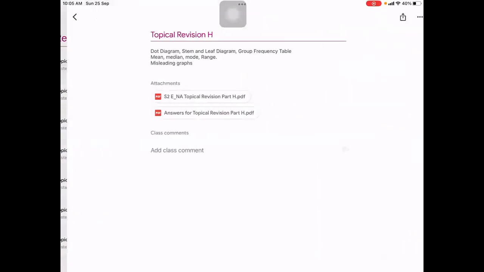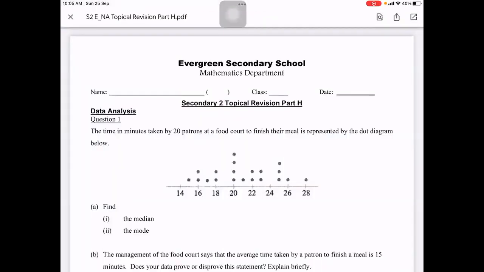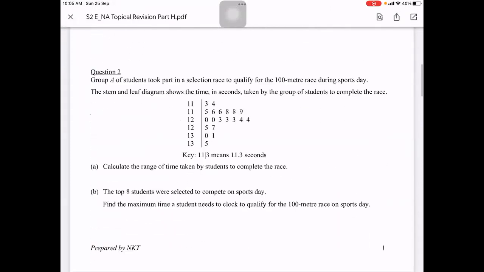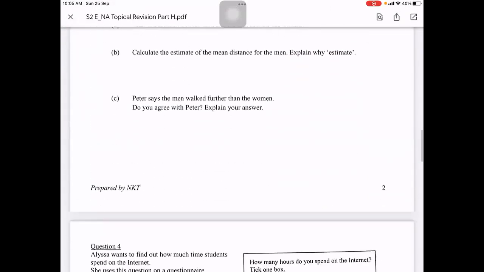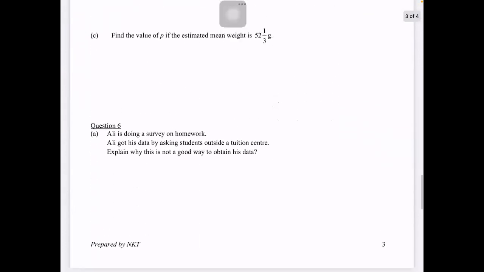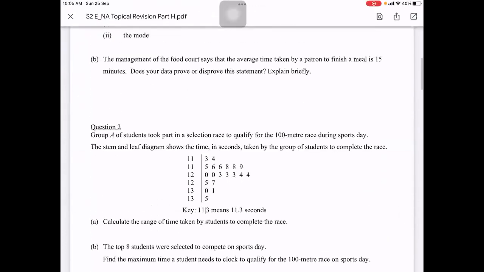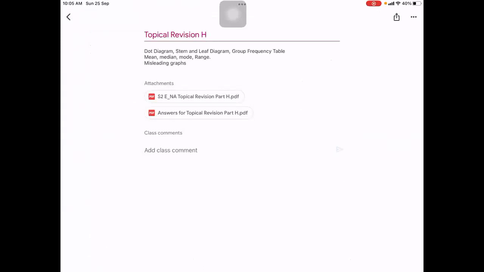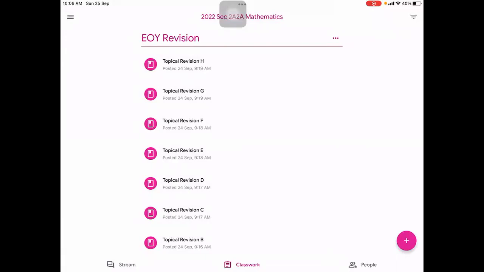Last but not least, topical revision H, the one that I asked you to do the other day: stem and leaf diagram, calculation of mean, mode, median, and range. The answers are already on Google Classroom, and I already sent them to your class chat. So please study this one, it can appear in both paper 1, the easier questions, and the harder questions can come out for paper 2 as well. Without further ado, let me begin with topical revision B.